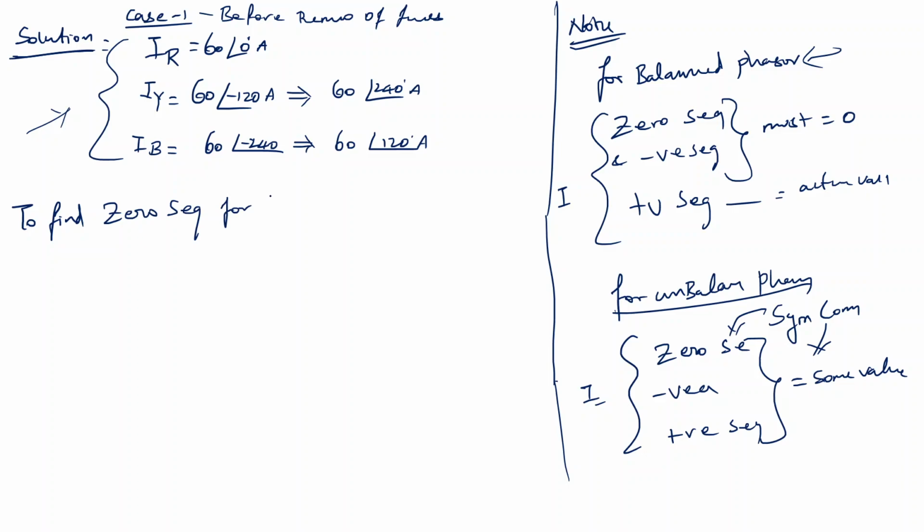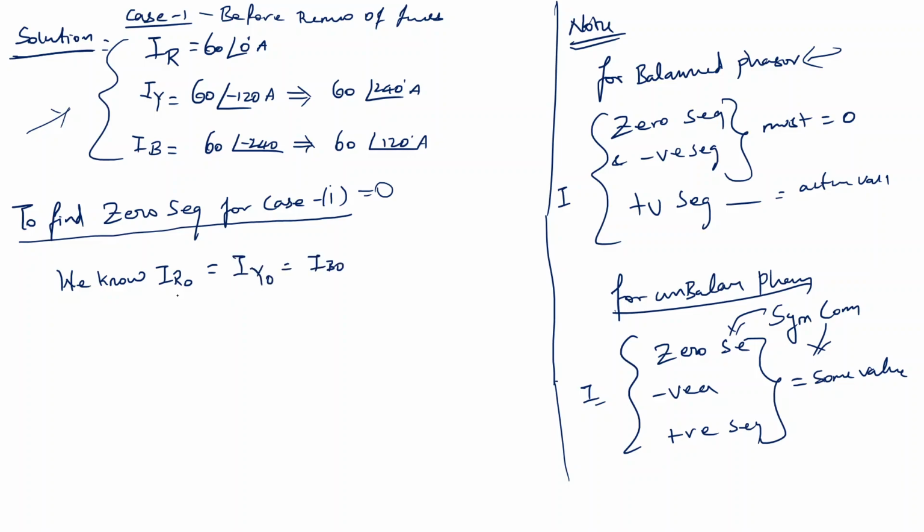For case 1, we already understand that the zero sequence must be 0. Let me check. We know IR0 is equal to IY0 equal to IB0. Why? Because in the zero sequence, the angle between the phasors is 0, so only magnitudes are there. Whatever the magnitude we have, and it is balanced.